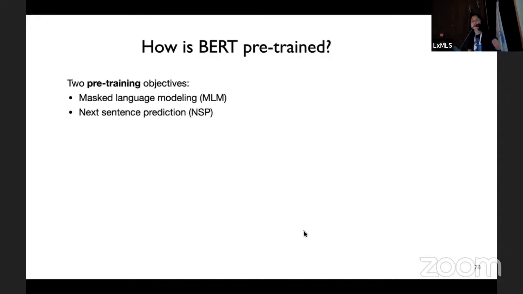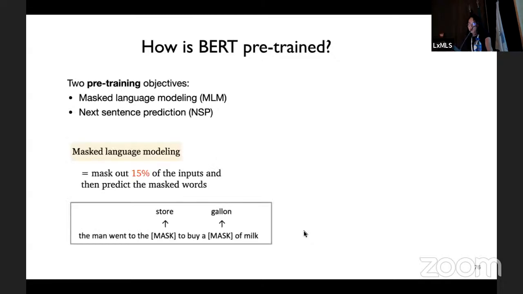So they propose basically two pre-training objectives. One is masked language modeling, and another is called next sentence prediction. So the masked language modeling, because it's the encoder model, here they wanted each word to see all the other contexts, but also to avoid information leakage.